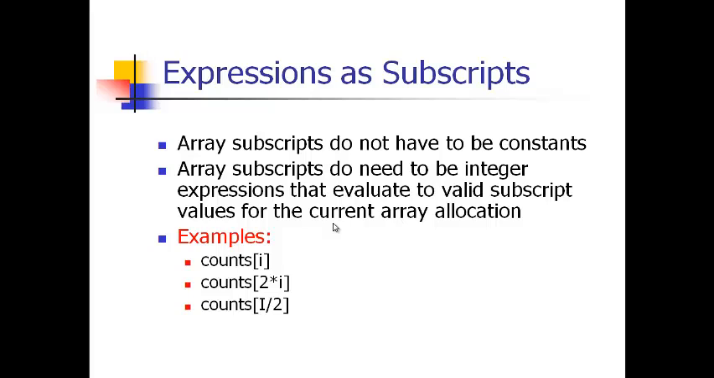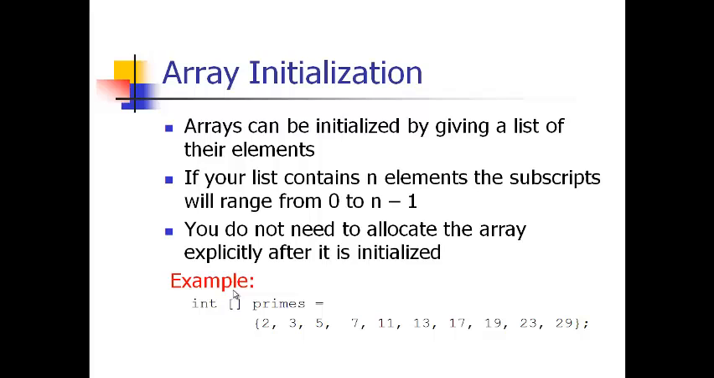Expression and subscript. Array subscripts do not have to be constant. Array subscripts need to be integer expressions that evaluate to valid subscript values for the current array allocation. These are examples of expressions as subscripts. Array initialization. Arrays can be initialized by giving a list of their elements. If your list contains n elements, the subscripts will range from 0 to n minus 1. You do not need to allocate the array explicitly after it is initialized. This is an example of array initialization: int primes equal to 2, 3, 5, and so on up to 29.